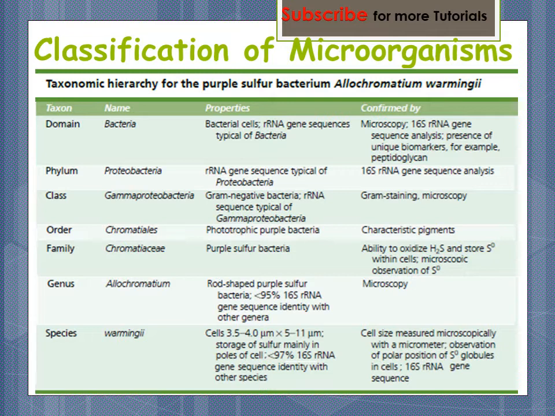It is a Proteobacteria. The class is Gammaproteobacteria. Order is Chromatiales. Family is Chromatiaceae, and genus is Allochromatium, and the species is warmingii. In the slide, you also see the properties of the bacteria and how to do the confirmatory test.